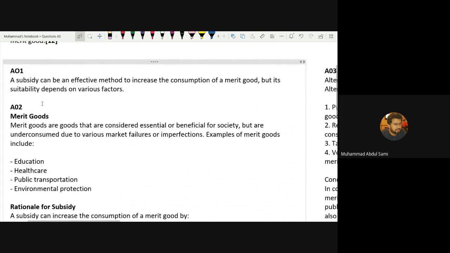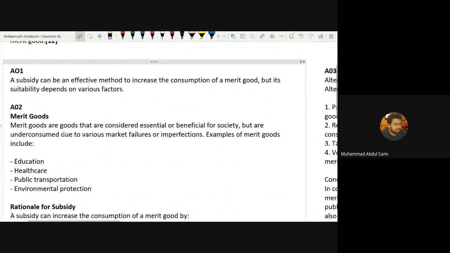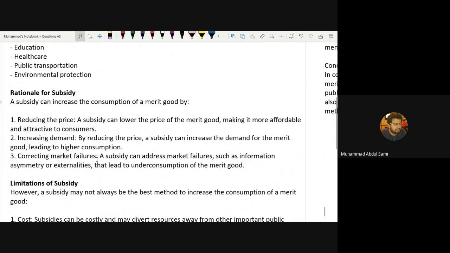Okay. So in AO2, we establish the merit good first. Merit goods are goods that are considered essential or beneficial for society, but are underconsumed due to various market failures or imperfections that you know from the theory. The examples of merit goods may include education, healthcare, public transportation, or even environmental protection. Like the rationale for a subsidy.